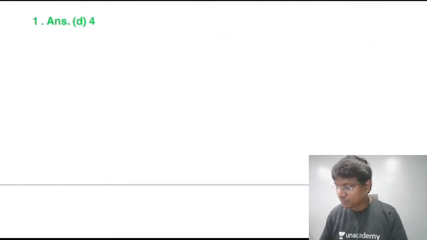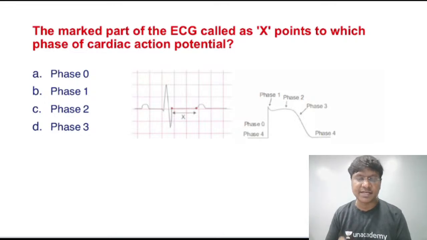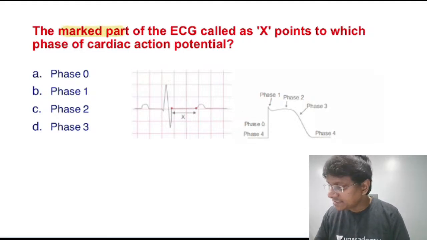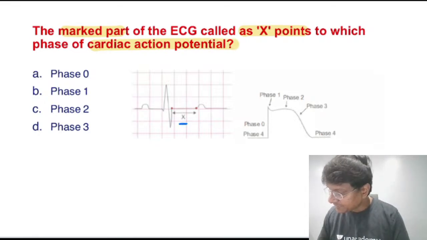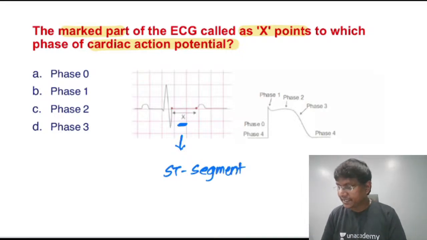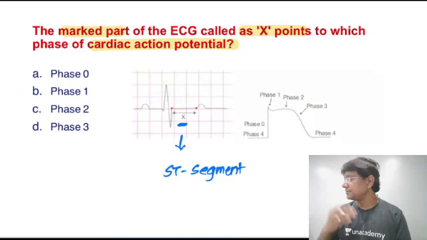Now we'll move on to the next important PYQ. See, these are all previous year questions. I'm not trying to frame any new clinical scenarios. Whatever has been asked previously, I'm just showing you. Now, the marked part of the ECG called X points to which phase of the cardiac action potential? This is the X. X represents the ST segment. Now tell me, your X on the ECG points to which part of the action potential?